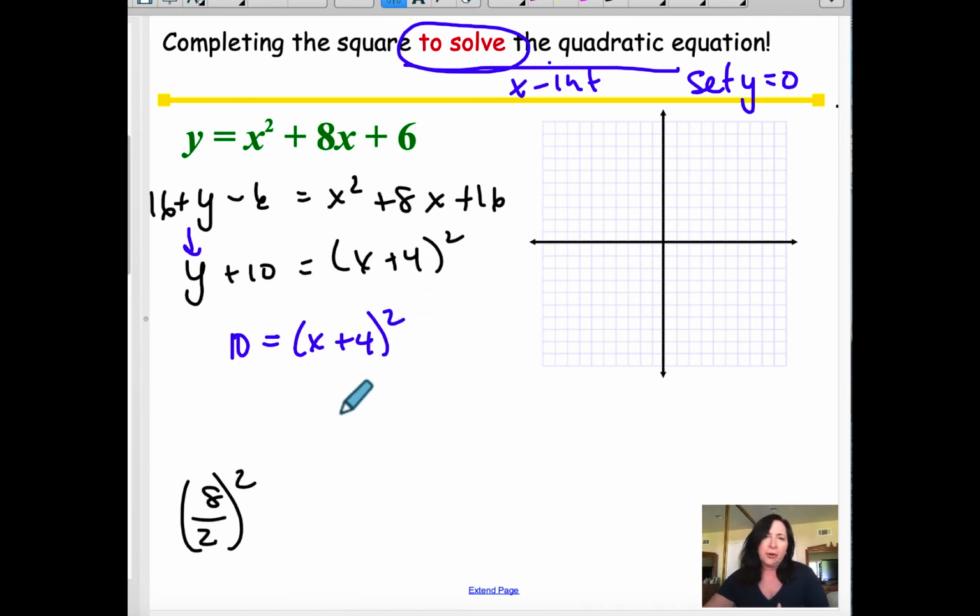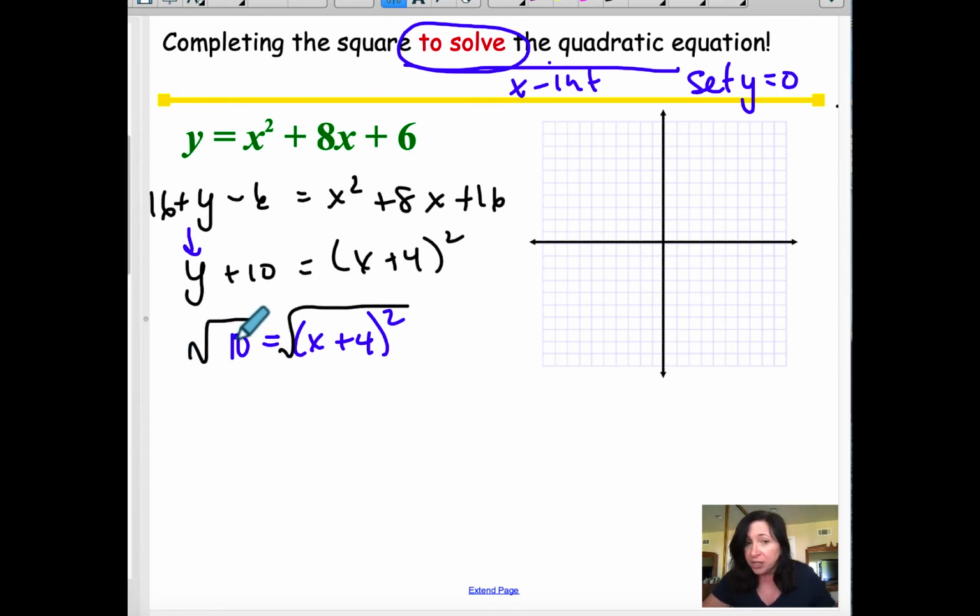Now, I want to solve for x, and in order to find x, I need to lose the quantity squared. So the way you lose the square is you square root it. So we're going to square root both sides. Now, in doing that, remember, if it's an equation, the square root on the left is going to become plus or minus the square root of 10. On the right, this is going to just become x plus 4.